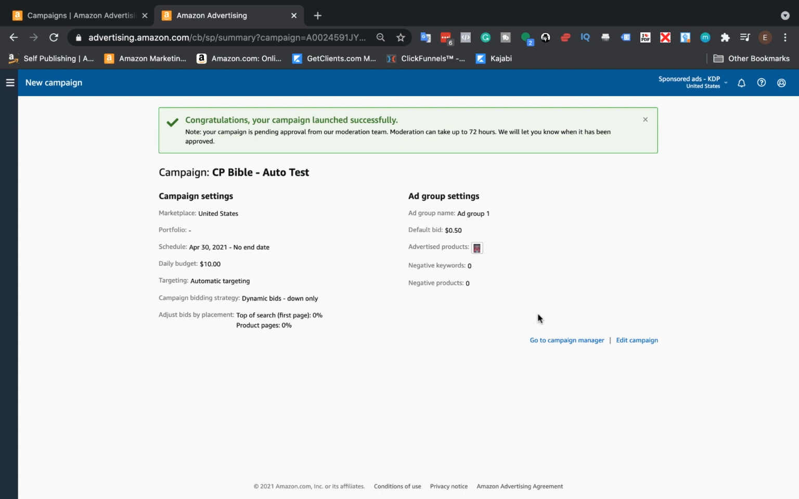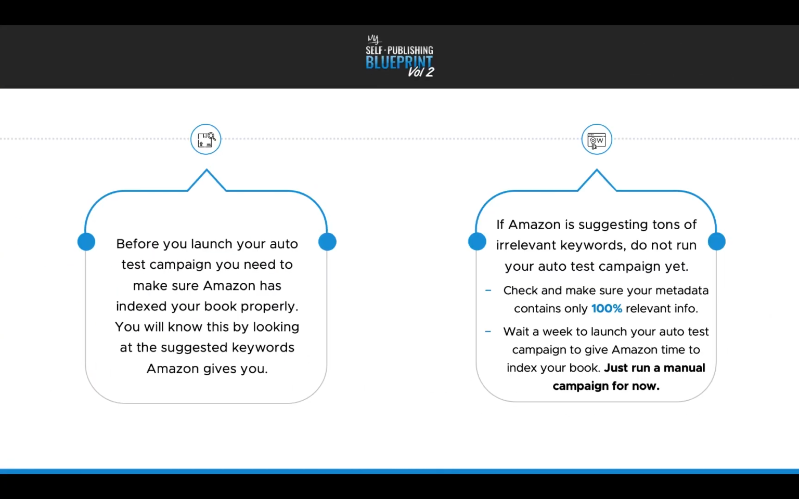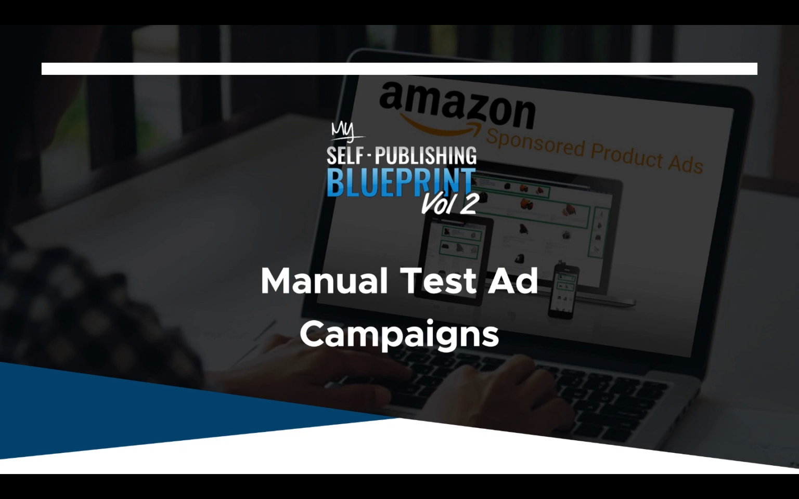So now it'll take about 72 hours or so for this ad to get going. I'll get an email when it does. And then that's it. Like I said, once you've done that check, you can go ahead and launch your book. And now let me show you how to set up your manual test campaign.